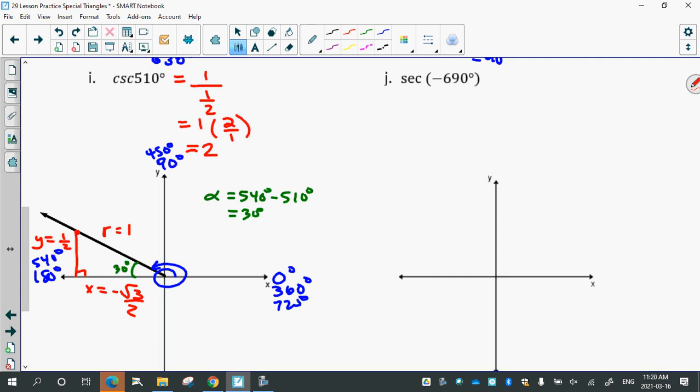All right, I'm going to do this a little bit differently. I want to show you another way to do it. What if you had to find the secant of an angle like 8,760? Would you want to keep drawing around and around forever?